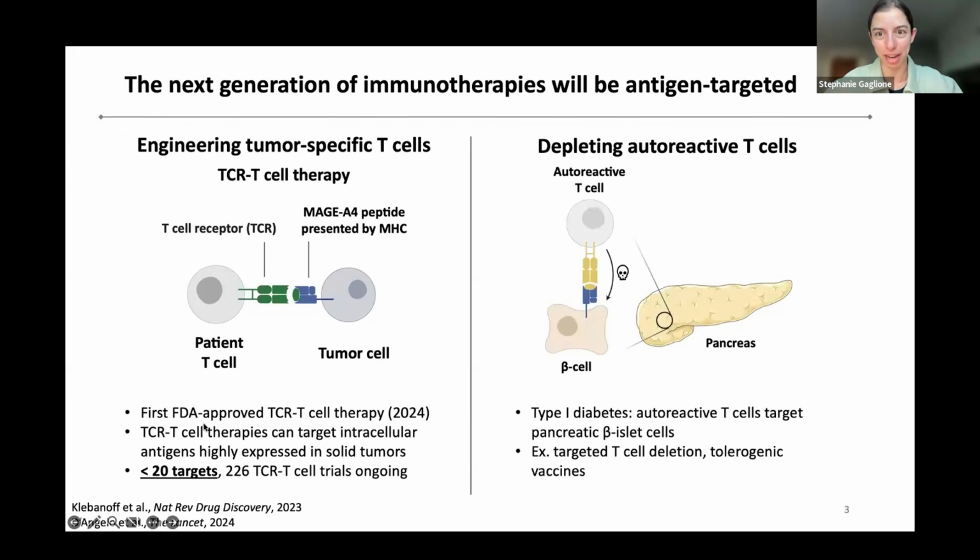And of course, we have the flip side. As an example, in type 1 diabetes, autoreactive T cells can target cells specifically, and being able to selectively delete T cells or construct tolerogenic strategies will be key for the next generation of immunotherapies.